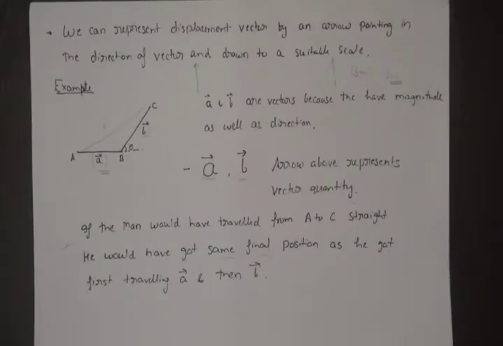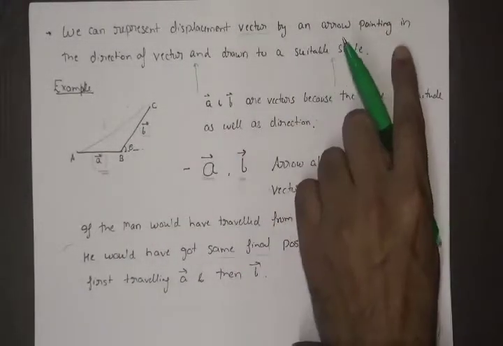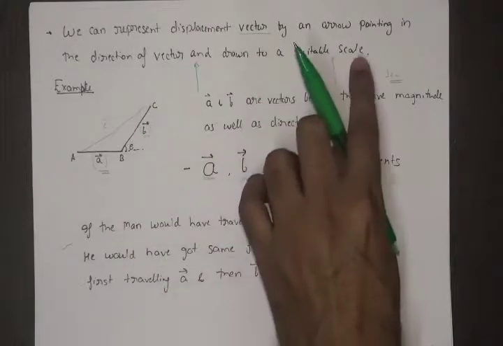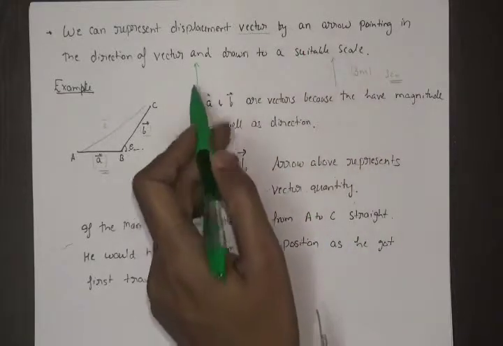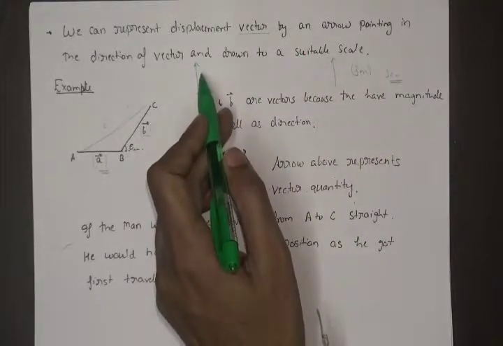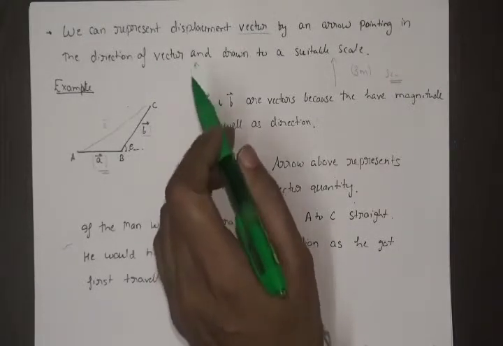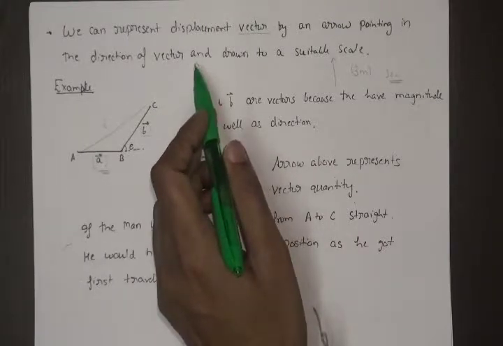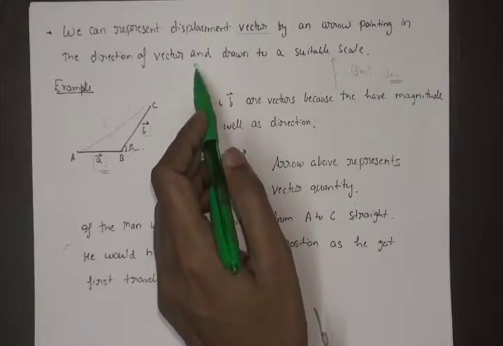We can represent a displacement vector by an arrow pointing in the direction of the vector and drawn to a suitable scale. For example, a displacement of 3 meters can be represented by an arrow pointed in the direction of displacement and drawn to a suitable scale. For example, a 3 meter displacement can be represented by an arrow of 3 centimeters.